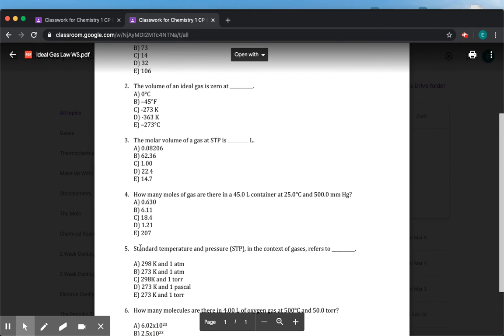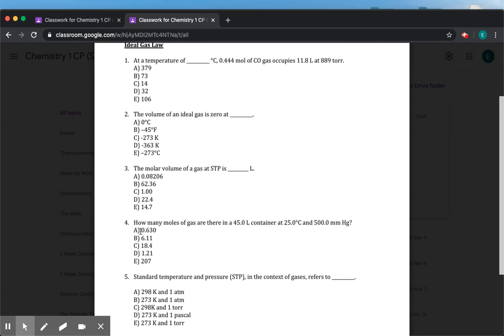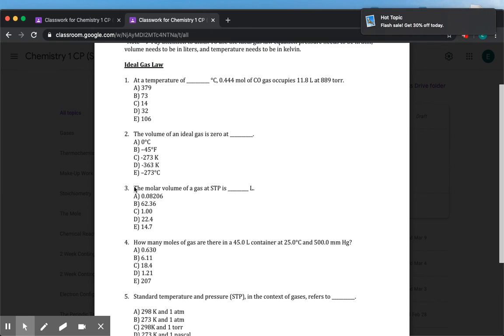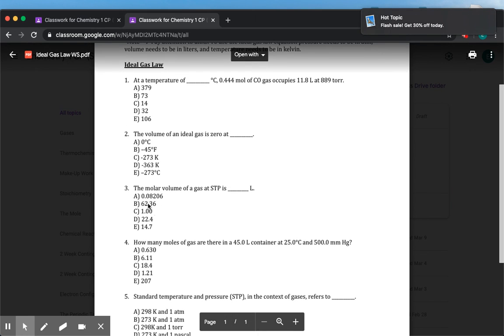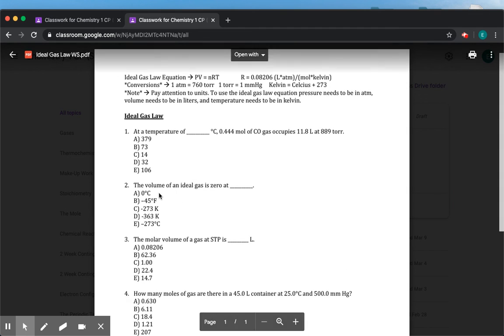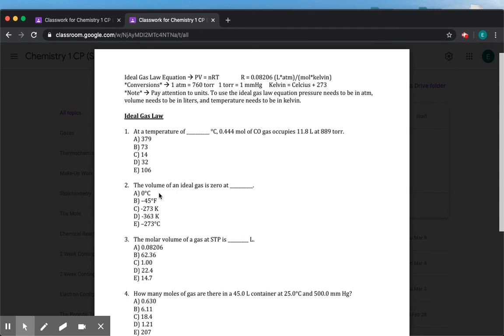Number 5 is just asking you what's STP. Number 4, you're looking for moles, so rearrange and solve for n. 3, you should know what 3 is. We just talked about that not that long ago. The volume of an ideal gas is 0 at blank. This might be a little confusing, depending on if you remember or not.